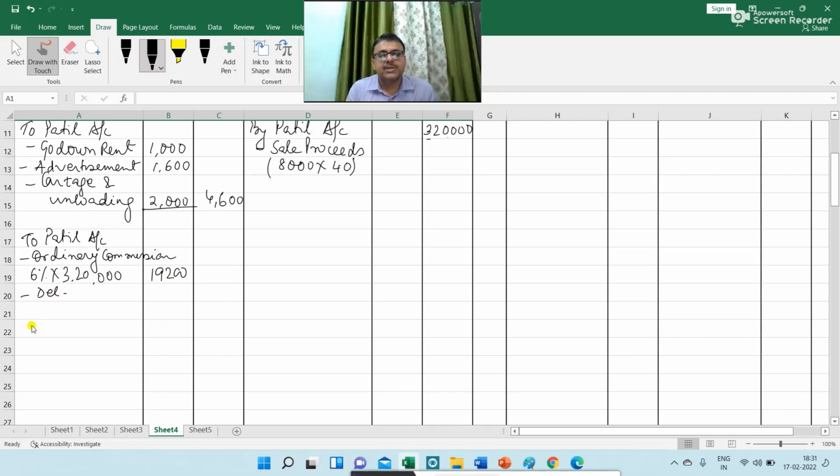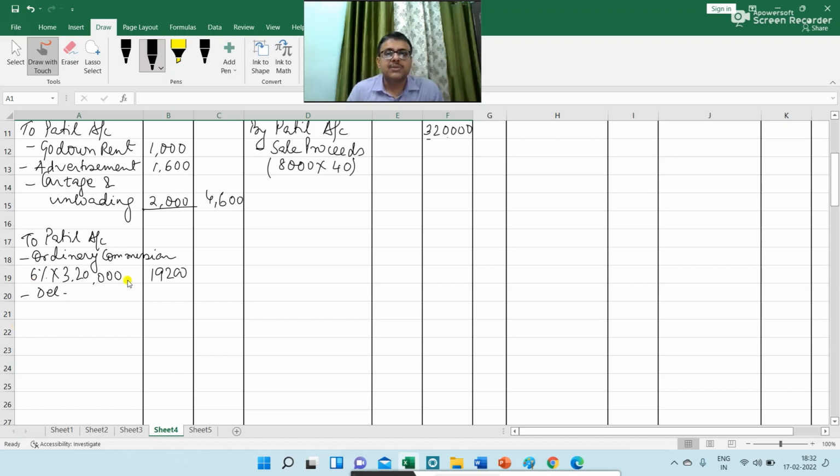So del credere commission is given to the agent or the consignee if at all there is any bad debt incurred on the sale made by consignee, then the bad debt loss will be borne by the consignee. Here in this problem you can see that there was a bad debt loss on sales made by Mr. Patil. So that bad debt loss will be borne by the consignee, and consignor need not incur or bear that expense. So that is the reason why this del credere commission is given to the consignee.